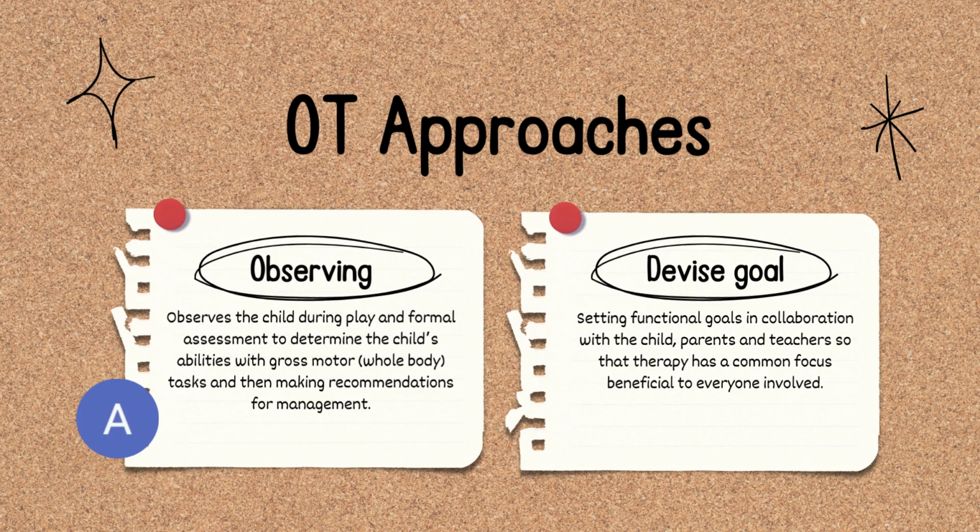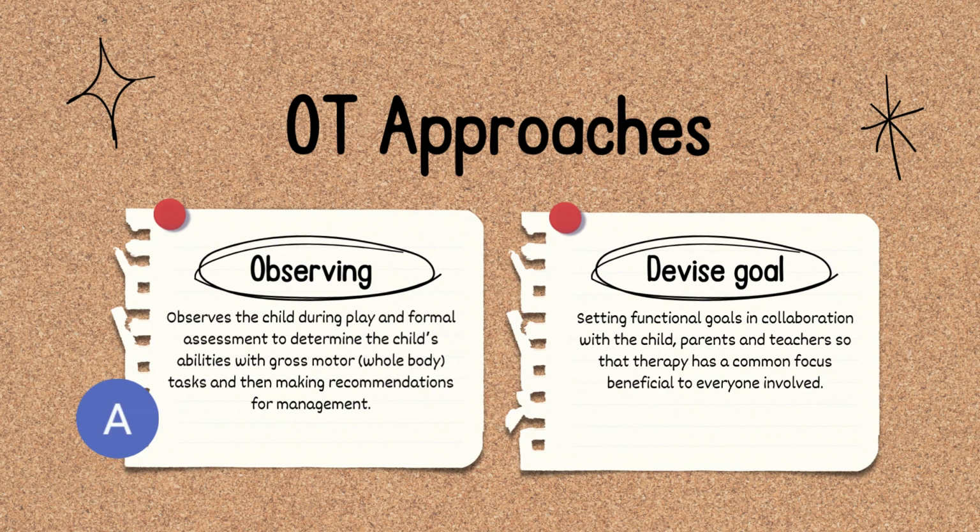How do occupational therapists approach DCD? There are 9 steps. The first one would be observing first. You observe the child during play and formal assessment. This is to determine the child's ability in their motor function, and to make an assessment on what needs to be taught, or what needs to be strengthened in the child.